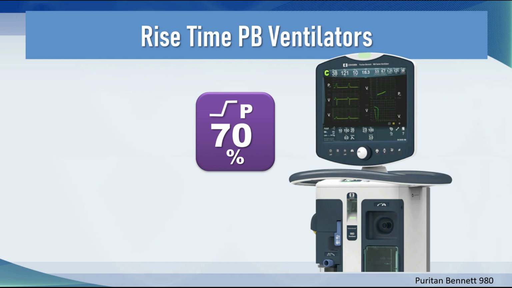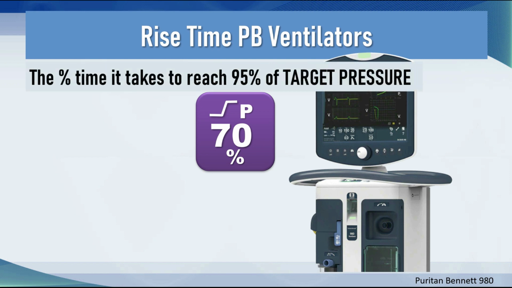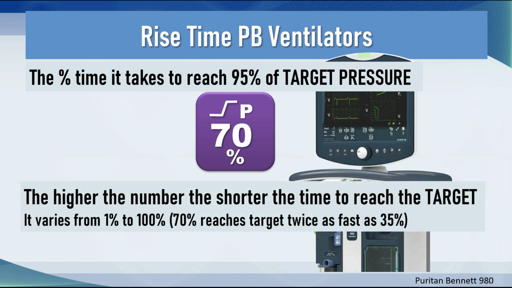What does that actually mean? Well, the percentage is the percentage time it takes to reach 95% of the target pressure. That's the PL. The higher the number, the shorter the time to reach the target. So it varies from 1% to 100%. 70% reaches the target twice as fast as 35%.